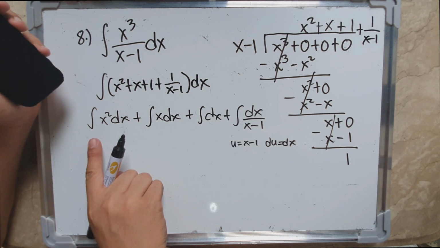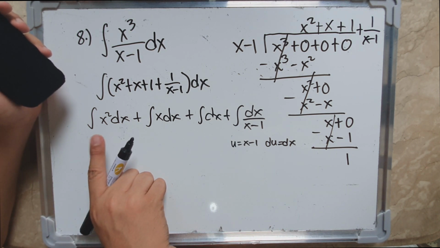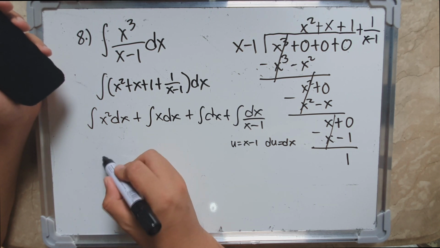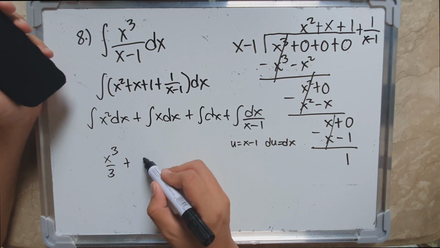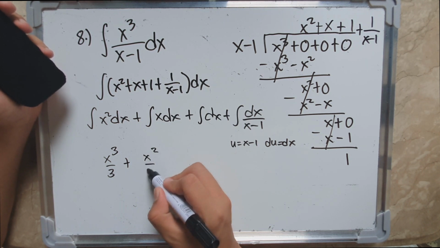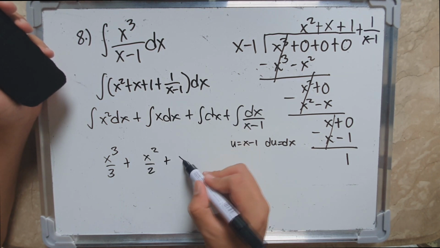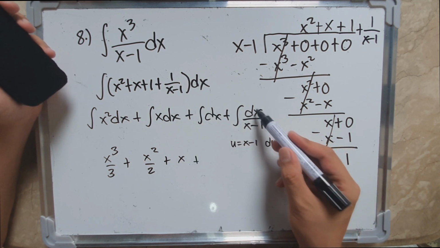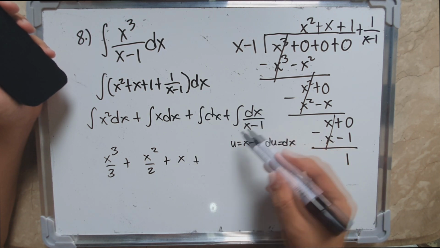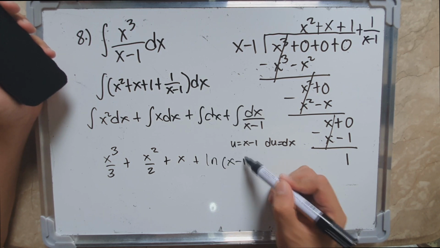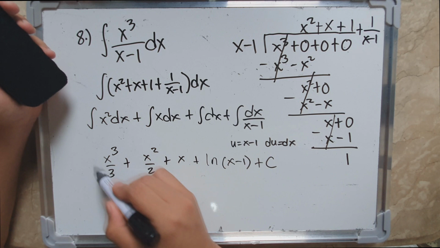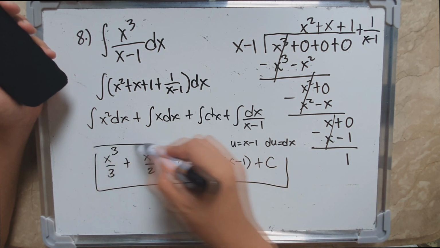Okay. So let's evaluate this one. x squared, that is x cubed over 3. x is x squared over 2. dx is x plus, this one is du over u. The integral of du over u, that is ln of u, which is x minus 1, plus c. This will be our final answer.